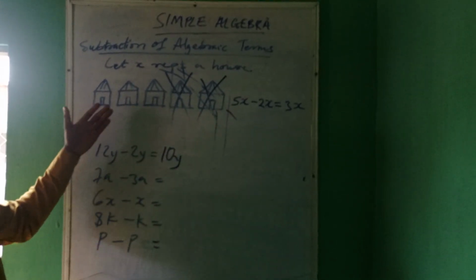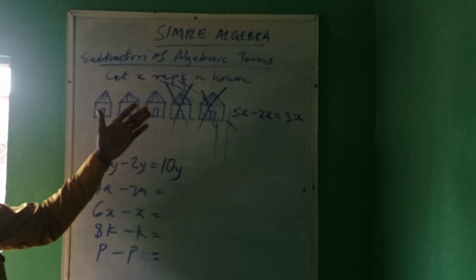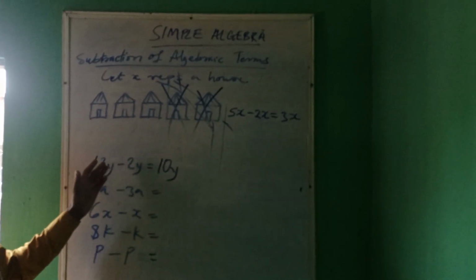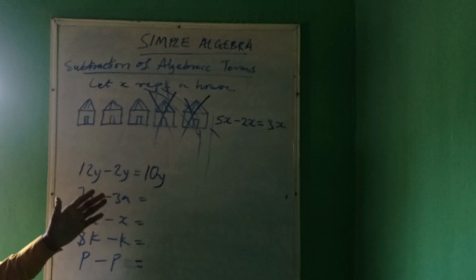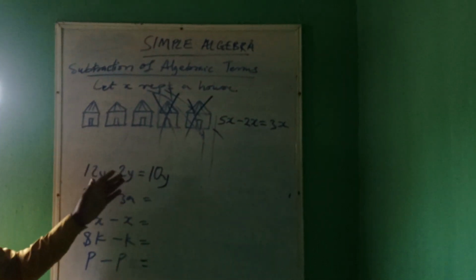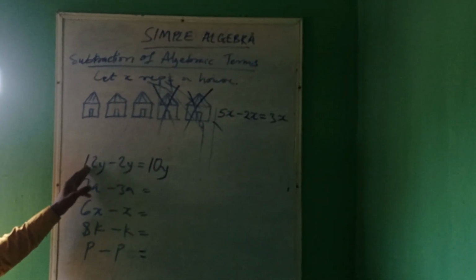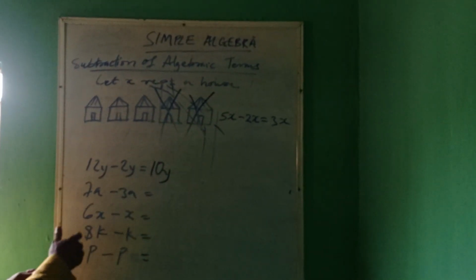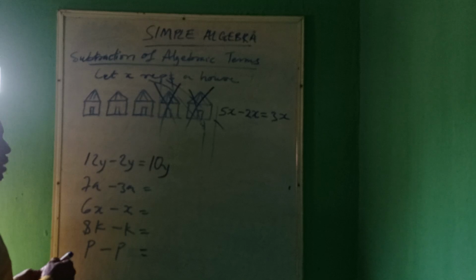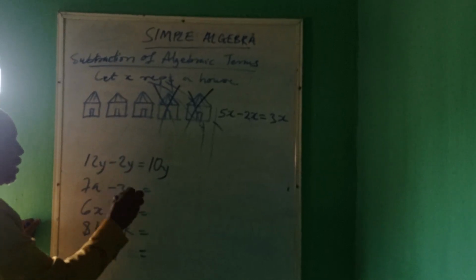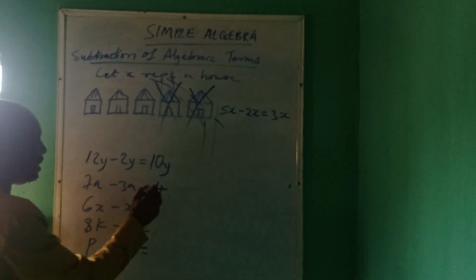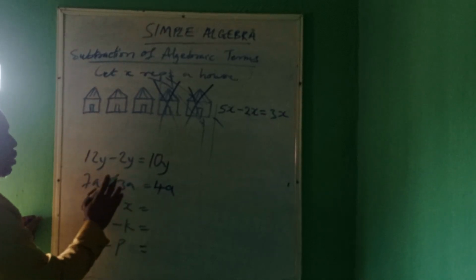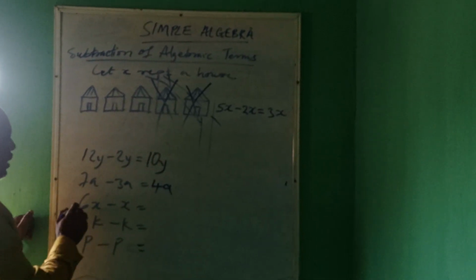And I told you that just as in addition of algebraic terms, what we are actually doing is adding the numbers. In subtraction of algebraic terms, what we are just doing is subtracting the numbers. 12 minus 2, 10. So in this case, 7a minus 3a, you do 7 minus 3, 4, then you attach the a. 7a minus 3a, 4a.